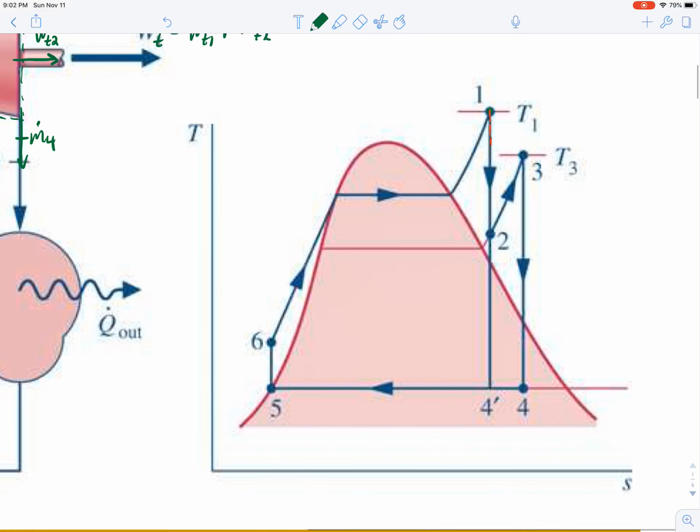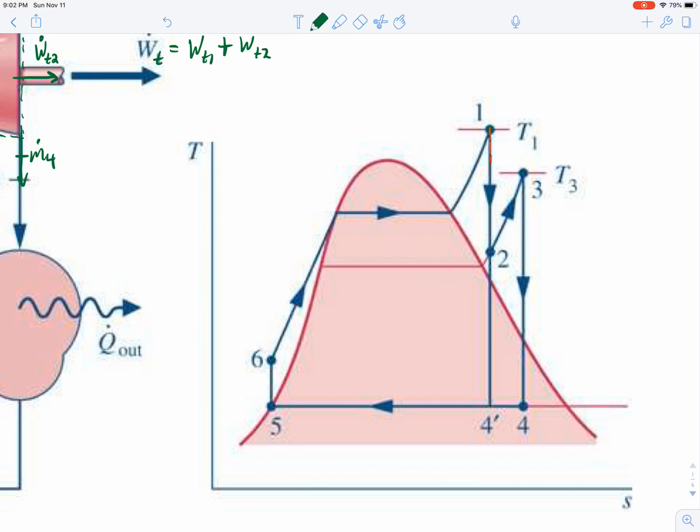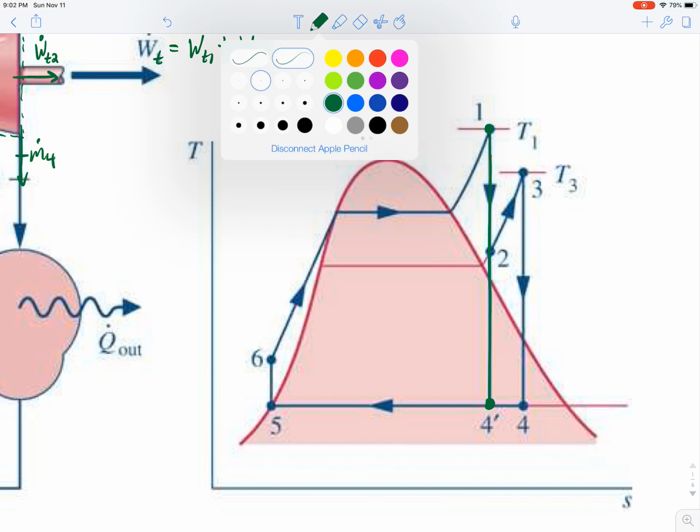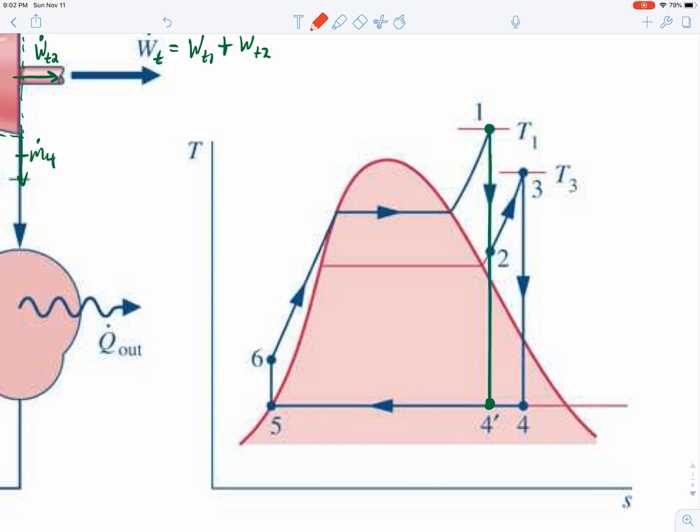If I look at this on a TS diagram, what I've done, let's look up here at the turbines. If I had one turbine, I would go from my superheated state and I would drop down, ideally, isentropically, all the way down here, which this is calling 4 prime. And note that that would be a lower quality state than what I would have with reheat. With reheat, my high pressure turbine would drop to some intermediate pressure. I'll label that here.